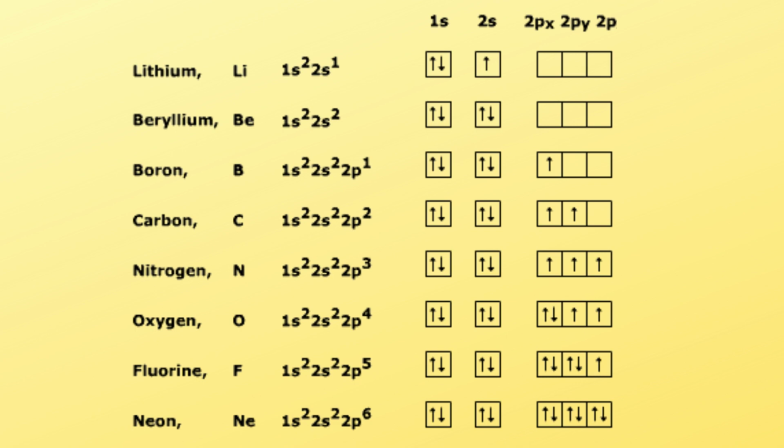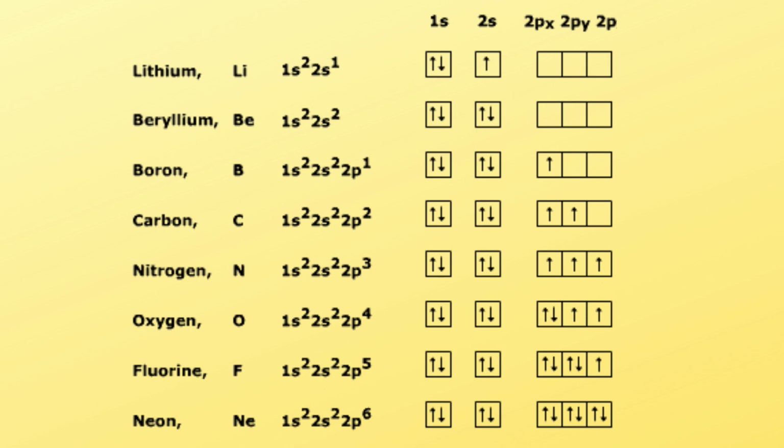Next, one more thing you can see here is how to fill up the electrons in the boxes. These boxes indicate the orbitals. Each orbital: you can see the 1s subshell, the 2s subshell, and the p subshell. Inside p you can see 3 orbitals. So in the case of lithium, 1s2 2s1, the first 2 electrons go to 1s.